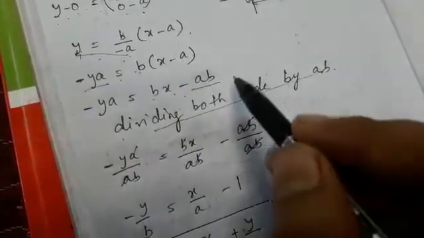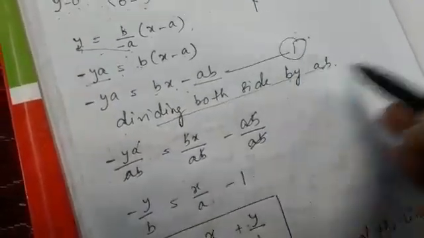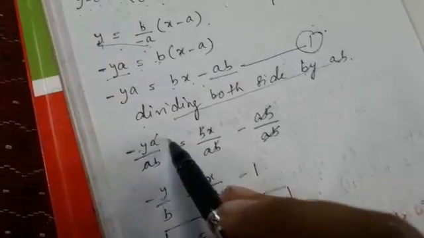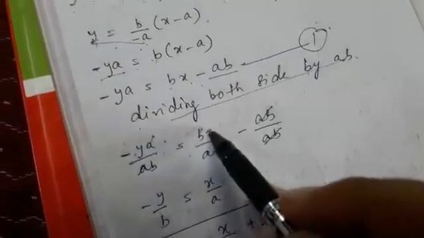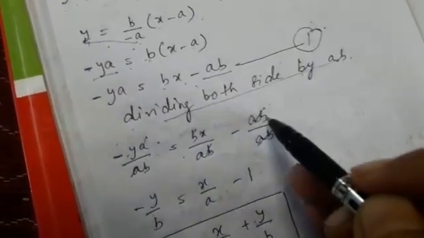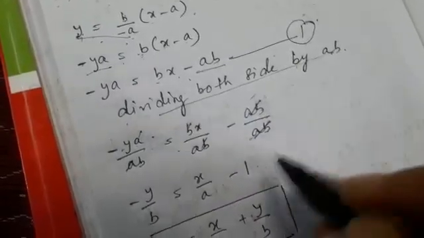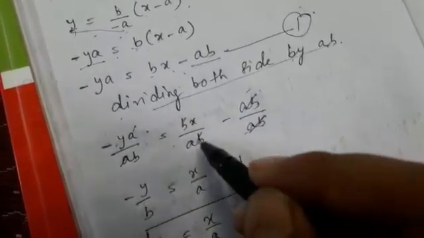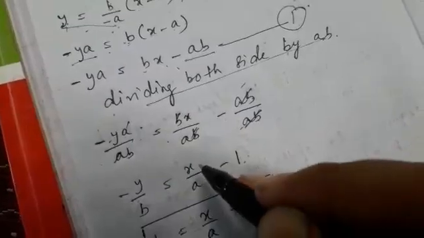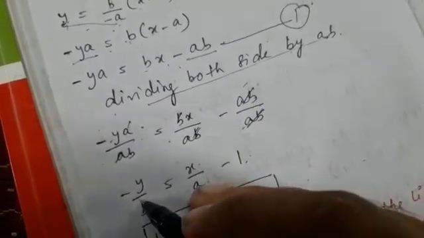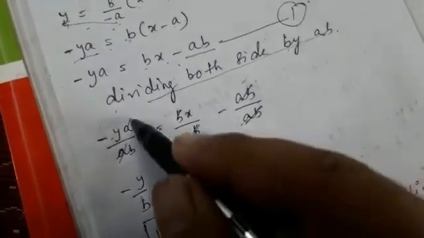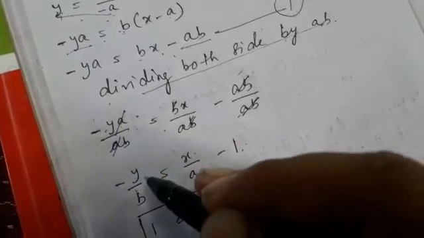If you divide this equation 1 by ab, you will get minus ya by ab is equal to bx by ab minus ab by ab. So ab by ab will get cancelled and you will be left with 1. Here this b and this b will get cancelled, you will be left with x by a, and in the LHS this a and this a will get cancelled, you will be left with minus y by b.